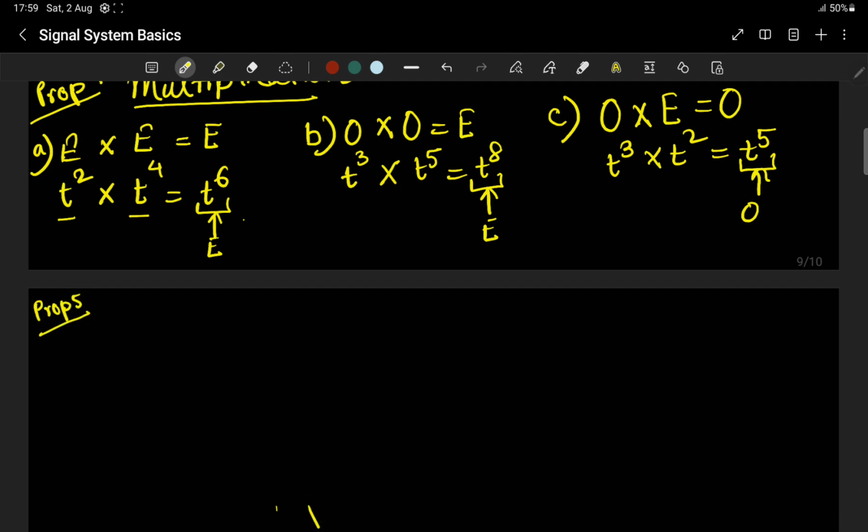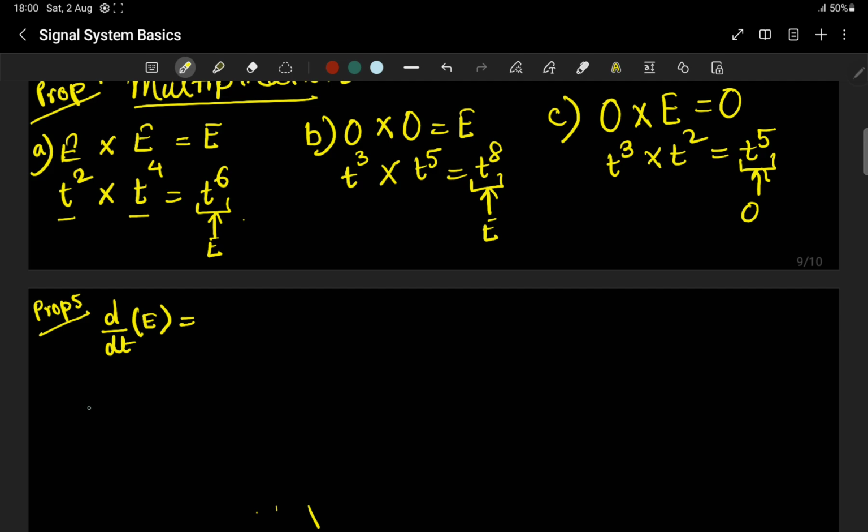What is the fifth property? When we do differentiation, d by dt of any kind of even signal is going to give me what? Let me take an example, then I will make it clear to you. Otherwise you will just mug up things and you will not understand what's going on. So let me take an example of d by dt of an even signal.